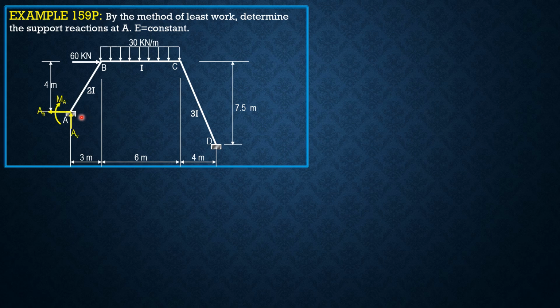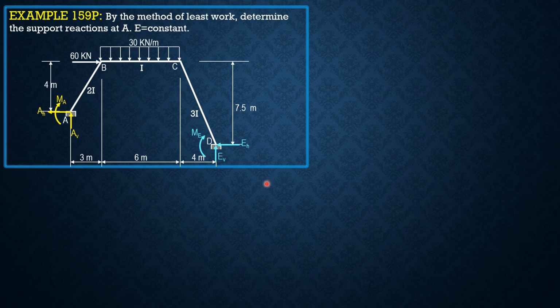and the slope of this member is 3 horizontal, 4 vertical, so 5 hypotenuse. The length is also 5 meters. Remember, the moment of inertia is 2I, this one is I, and this is 3I. For this last member, we have 4, 7.5, so that would be 8 horizontal, 15 vertical, and 17 hypotenuse. The length is square root of 4 squared plus 7.5 squared, so that is 8.5 meters.